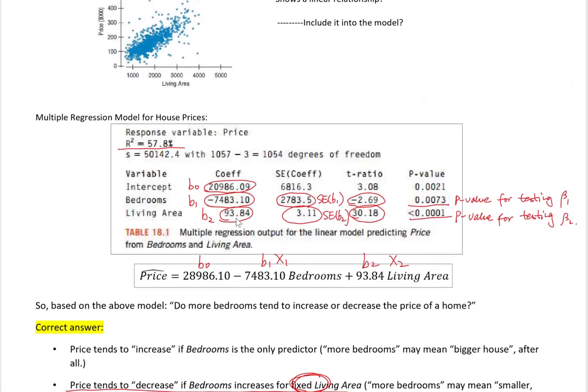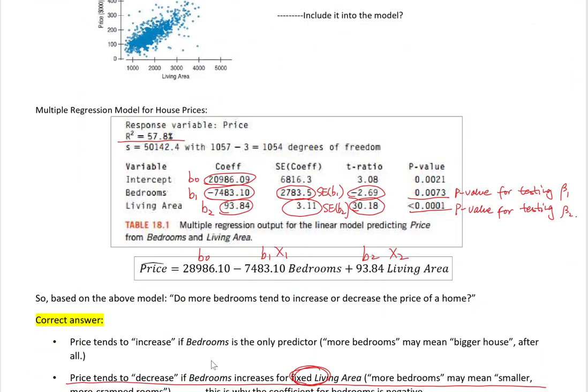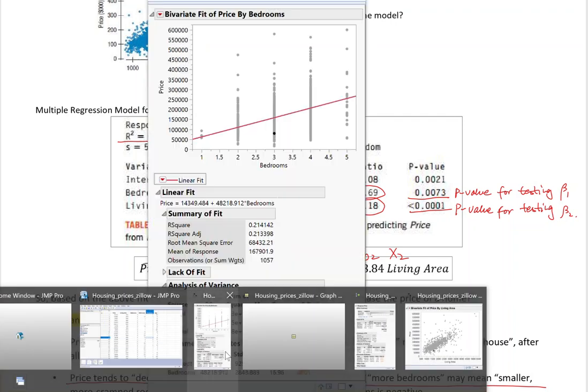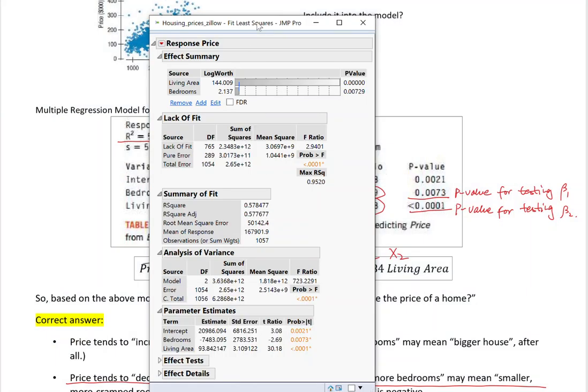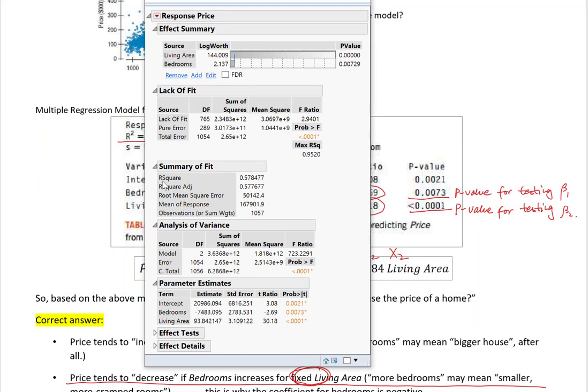Let's look at this table again. Where is our multiple regression table? We have a total of 1057 houses. The R square is 0.578. That means 57.8% of the variation in Y is explained by the regression. This one we'll talk about later in this chapter. For now we just focus on this table, the parameter estimates.